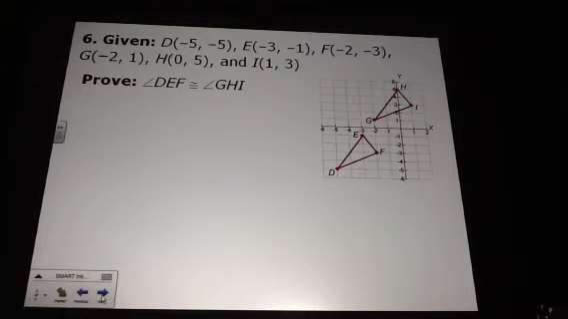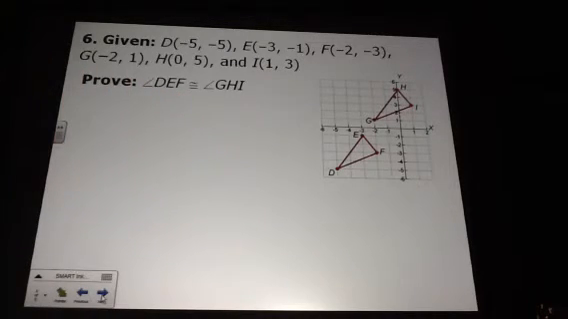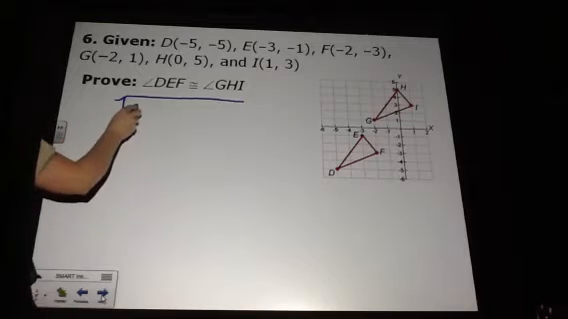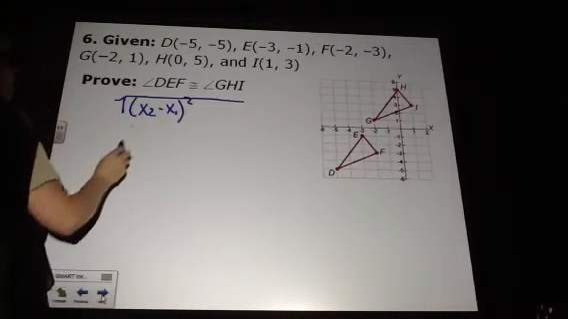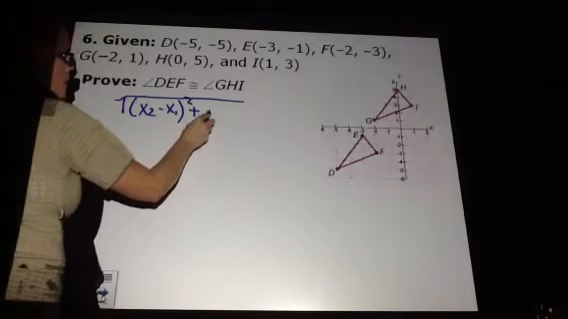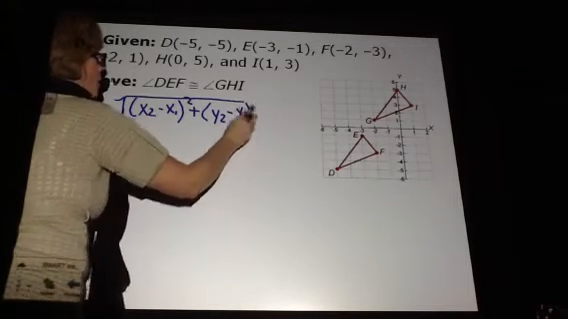We've got no angle measures, so how can we prove angles are congruent? Well, we need to look at the sides. We need to go back and prove that all corresponding sides are congruent. And to do that, we've got to use our distance formula. That's x subscript 2 minus x subscript 1 squared plus y subscript 2 minus y subscript 1 squared.